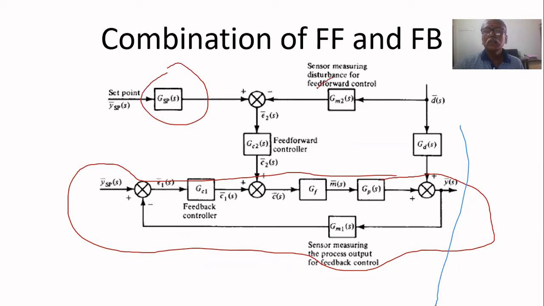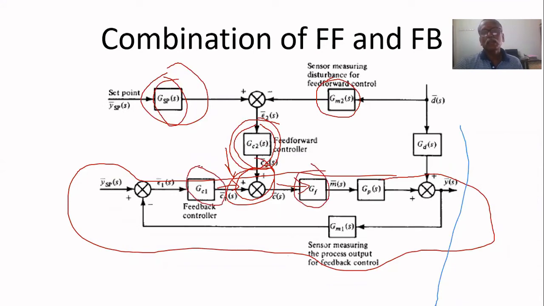Then this is the sensor to sense the disturbance. This is the feed-forward controller. This is the set point filter in the feed-forward controller. So it gives its output. It should be added with the feedback controller output. So the feedback controller output and the feed-forward control output both are added, and it is given to the final control element. This is the final control element.